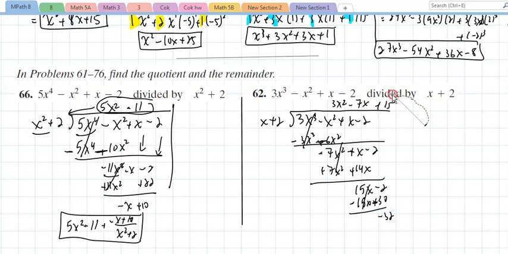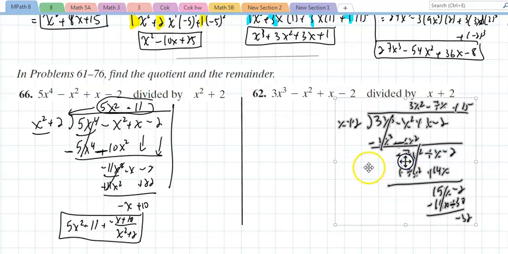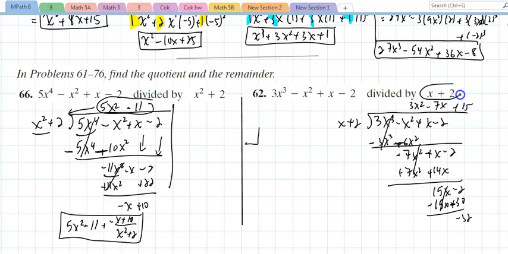Another way of doing this, but there's a catch. You can only use synthetic division if the divisor is linear. 3, the square, the linear and the constant, and set this equal to 0.